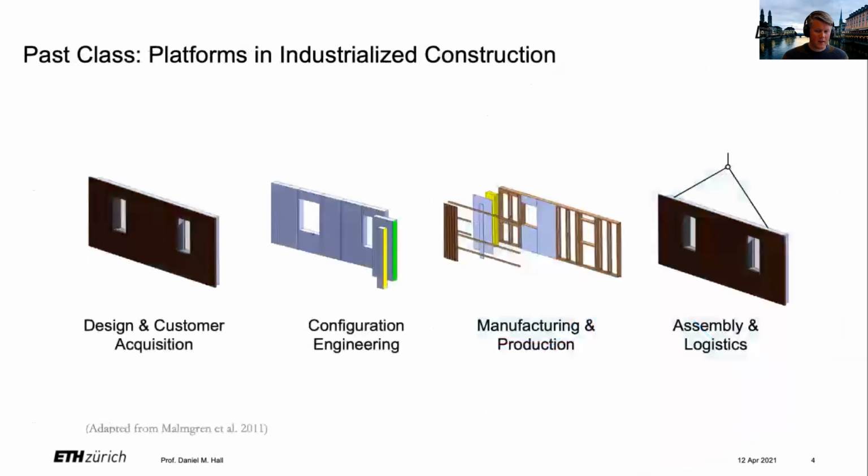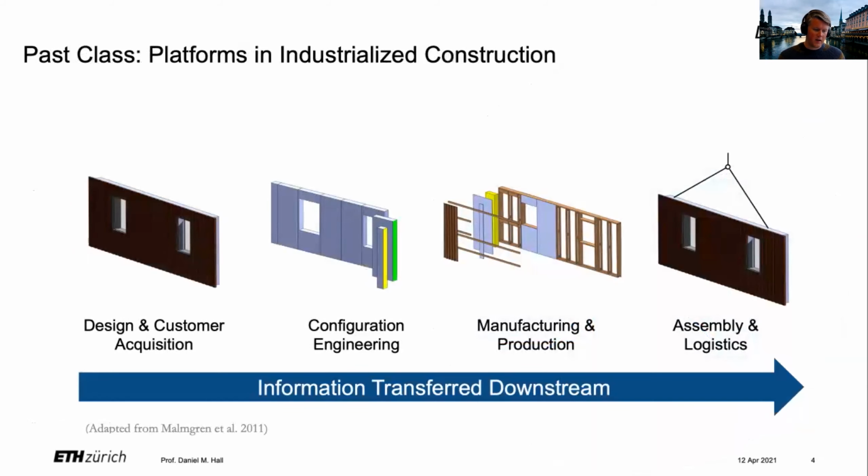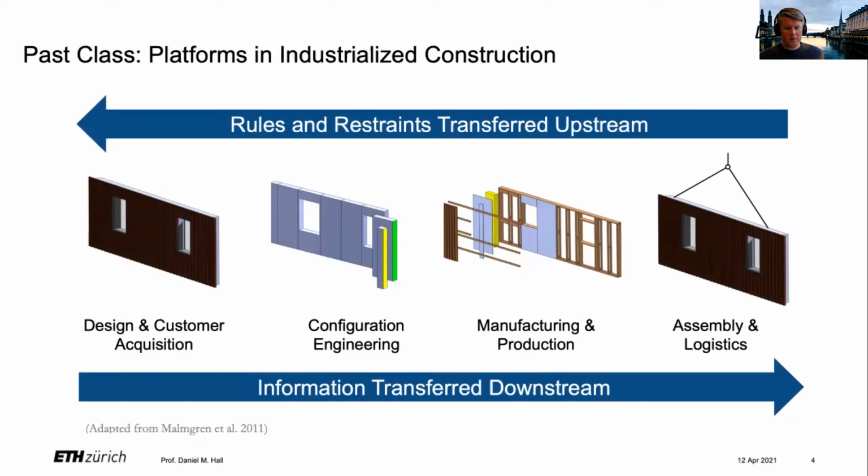If you remember in our past classes, this was 3 weeks ago, we talked about platforms for industrialized construction. We talked about how not only do these platforms utilize information being transferred downstream, but we also have the possibility for rules and restraints to be transferred upstream. And we can start to embed those into our design guidelines or into a product configurator, which is what we'll talk about today.